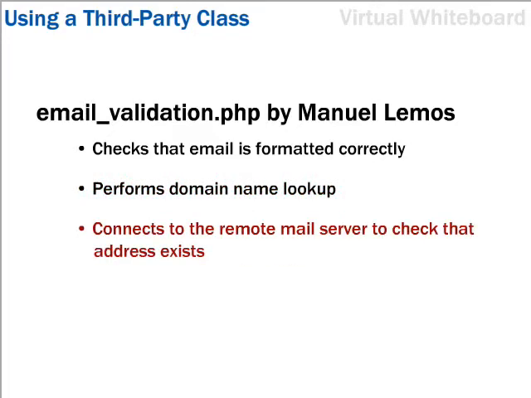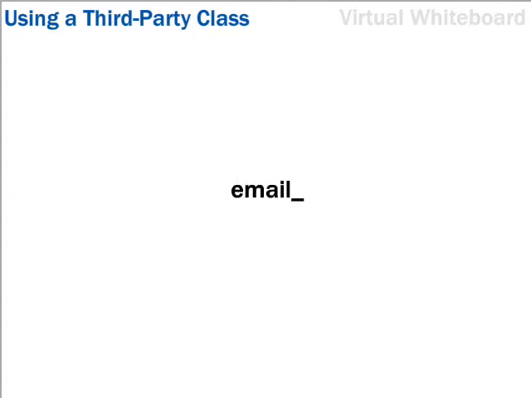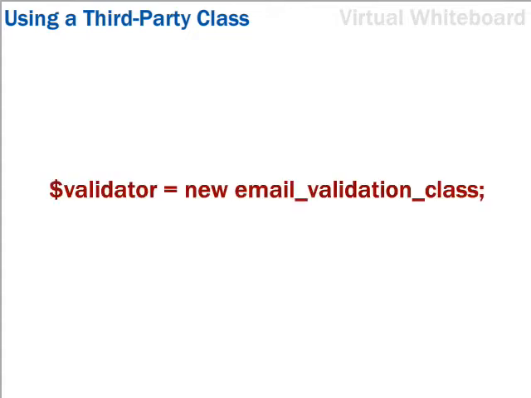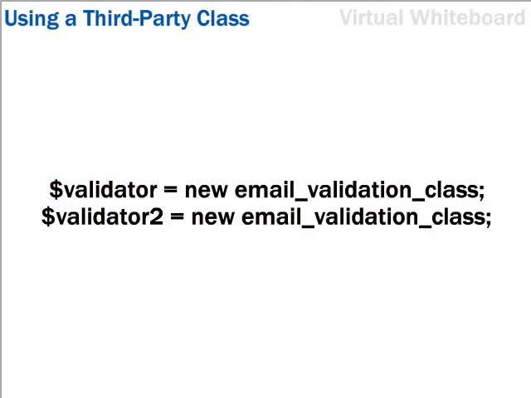It even connects to the remote mail server to make sure the given mailbox actually exists. The email_validation.php script defines a class called email_validation_class, so you will first need to create a new instance of a validator object called $validator, like this. You can set a number of properties for your new class. Some are required in order for the class to work properly, and others allow you to change the default behavior.